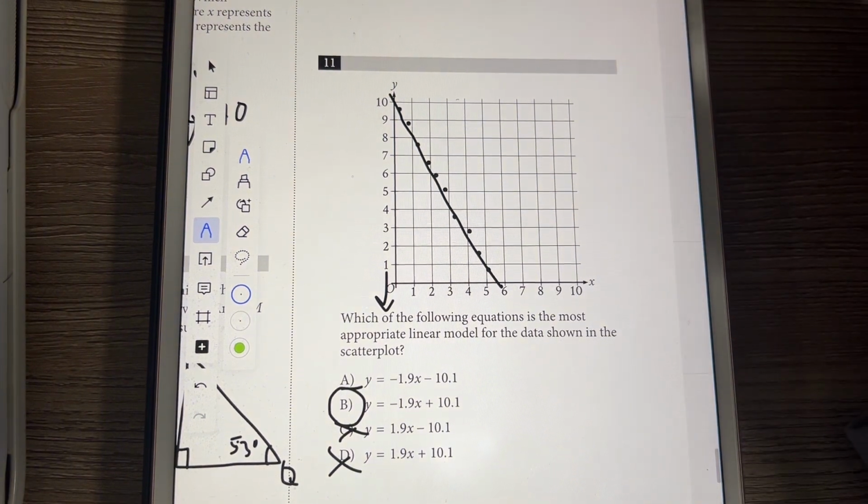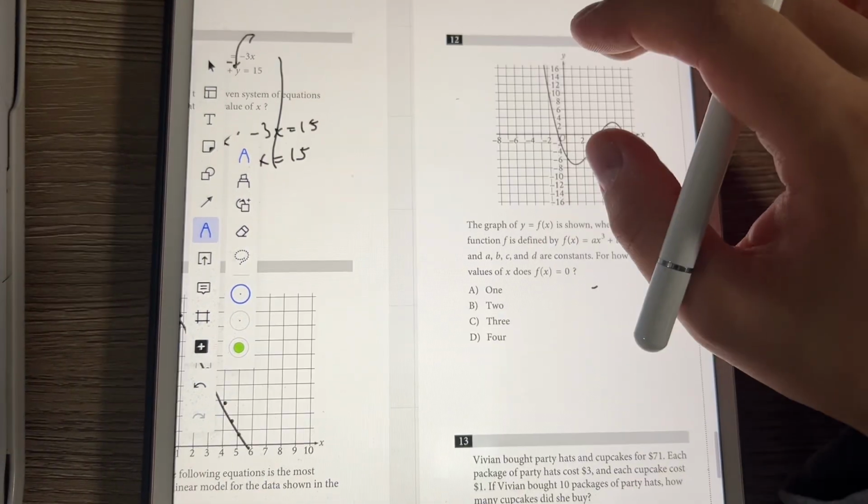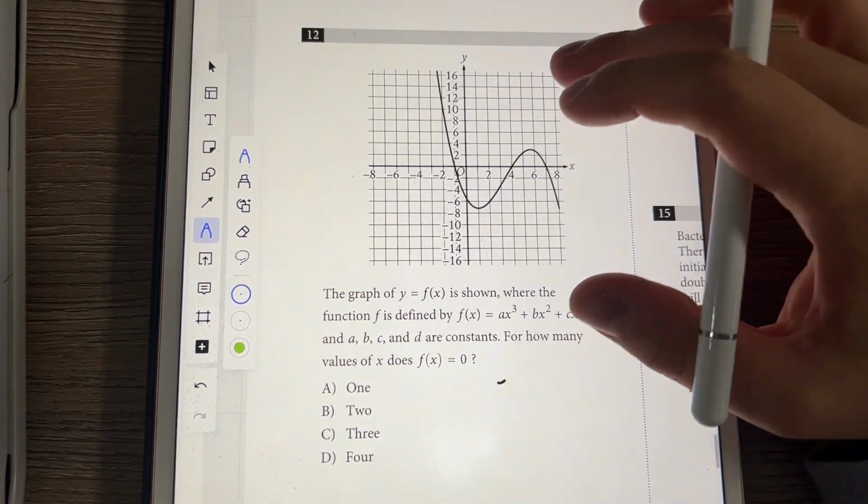I cannot believe how fast we are crushing this. It's almost embarrassing how good we are at this test. I'm worried the SAT is going to find out how good we are and ban us from taking it.